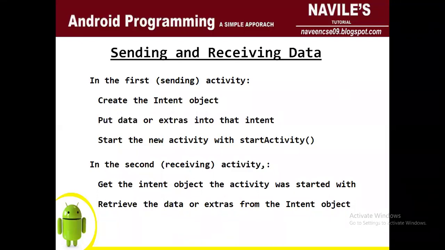To send and receive data through intents, the first activity, or sending activity, should create the intent object, put data or extras into that intent, and start the new activity with the startActivity method. Whereas the second activity, which is the receiving activity, gets the intent object the activity was started with, and retrieves the data or extras from the intent object.